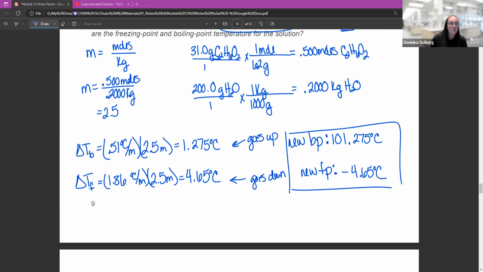Now to find my change in boiling point and change in freezing point, the molality is the same, so it's 2.5 for both of these. These are those K values I gave you before for water, 0.51 and 1.86. These are on your equation sheet. You do not have to memorize them for water. So the boiling point is going to change by this, and the freezing point is going to change by this. Remember, boiling point goes up. So instead of being 100, it's now going to be 101.275. Whereas the freezing point goes down, so instead of being 0, it is now negative 4.65 degrees Celsius.